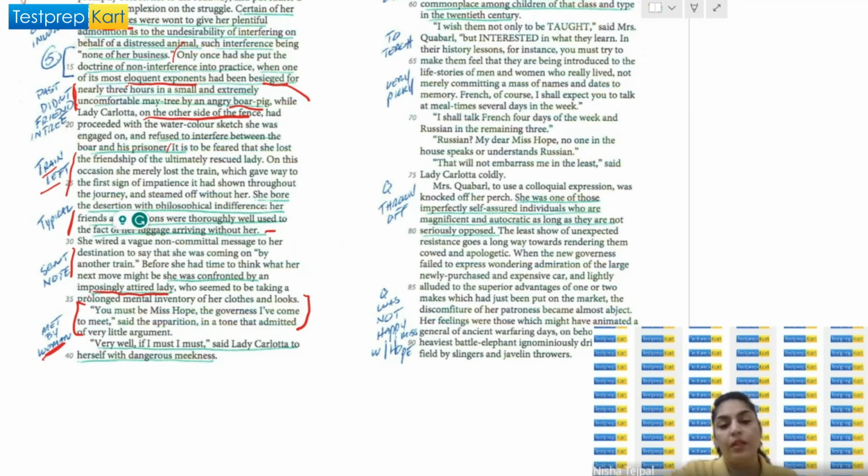"Very well, I must," said Lady Carlotta to herself with dangerous meekness. So Lady Carlotta didn't say anything to the new lady when she named her as Miss Hope, and she just answered by saying, "Okay, I must be Miss Hope only." But she did not reject her opinion or statement.